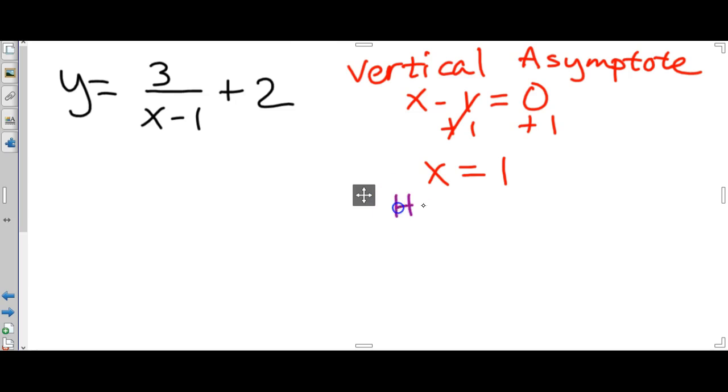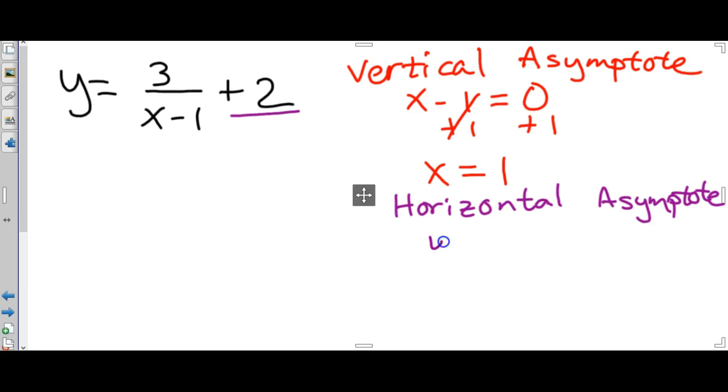Our horizontal asymptote is given by c, so that number outside of the fraction at the end. So the horizontal asymptote will be given by this plus 2. And when you have a horizontal line, it always starts with y equals. So y equals 2 is the horizontal asymptote.